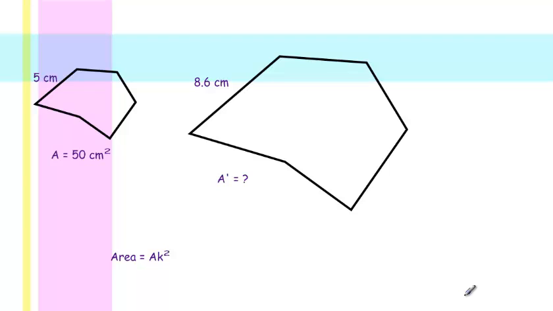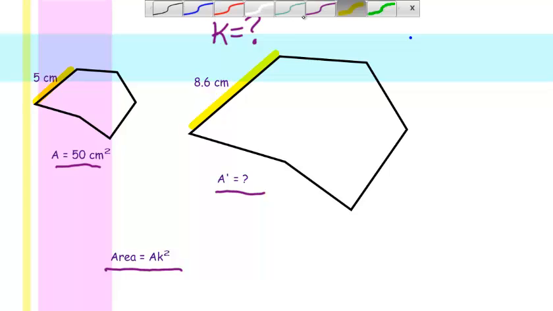So on this problem, we don't know what K is, so we're going to have to find K in order to do anything with this. And then it tells me the original area and wants me to find the new area. Well, I know that whatever I get, the new area is going to be the original area times K squared. So we need to find K squared. This side corresponds to that side.